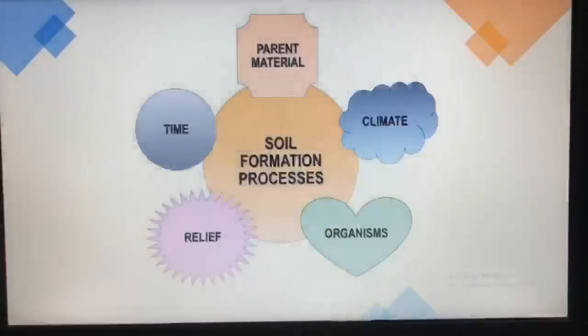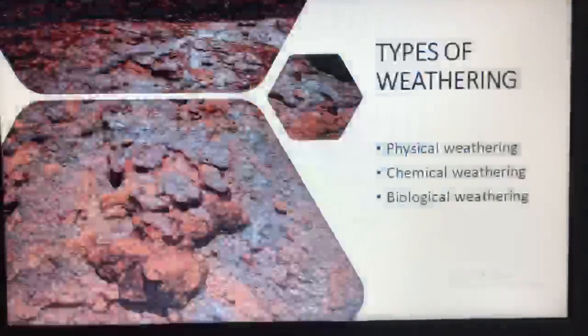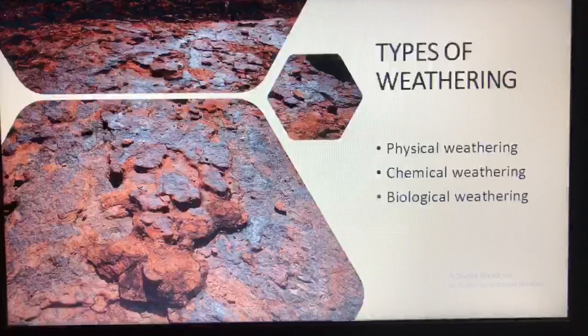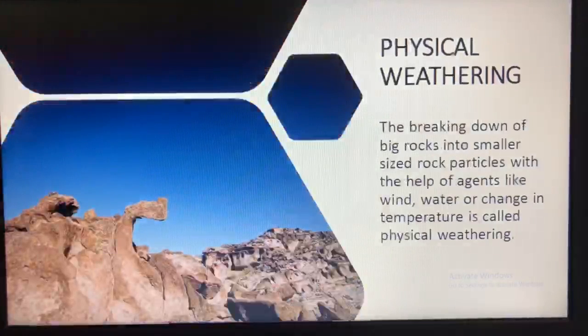Then we had studied about the types of weathering. There are three types of weathering. They are physical weathering, chemical weathering, and biological weathering. Then what is physical weathering? The breaking down of big rocks into smaller sized rock particles with the help of agents like wind, water, or change in temperature. This is called as the physical weathering.